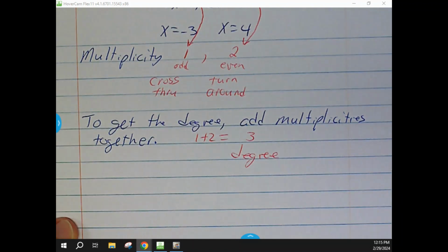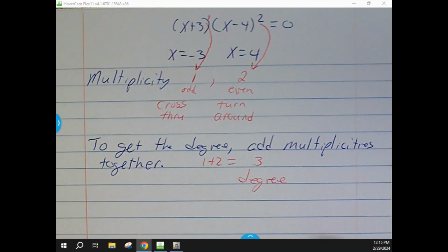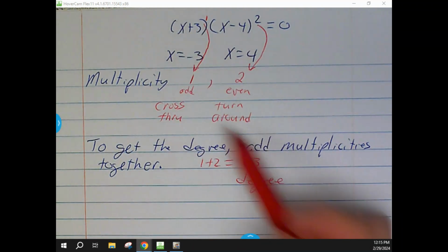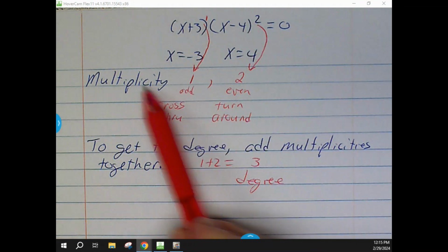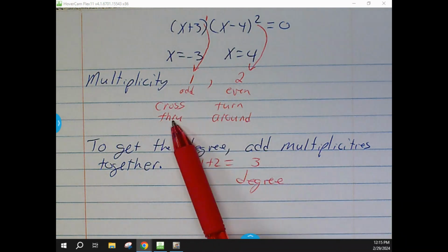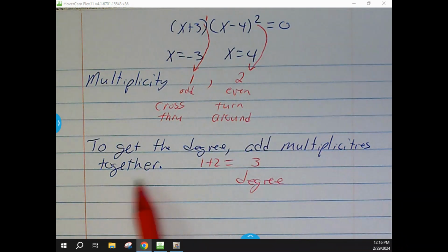All right, now here's where we tie all this stuff together. We solved this one to get negative 3. We solved this one to get positive 4. We know this one's multiplicity is 1, so it's odd and it crosses through. This one's 2. It's even, which means it turns around. And if we add all the multiplicities together, that tells us the degree. Here's where we go back to our notes from a couple of days ago.